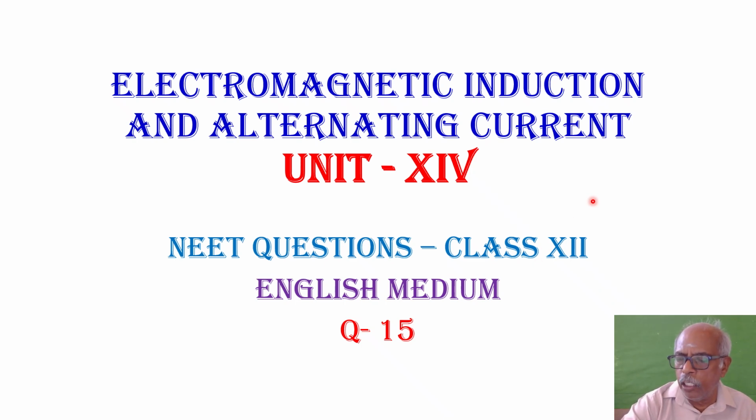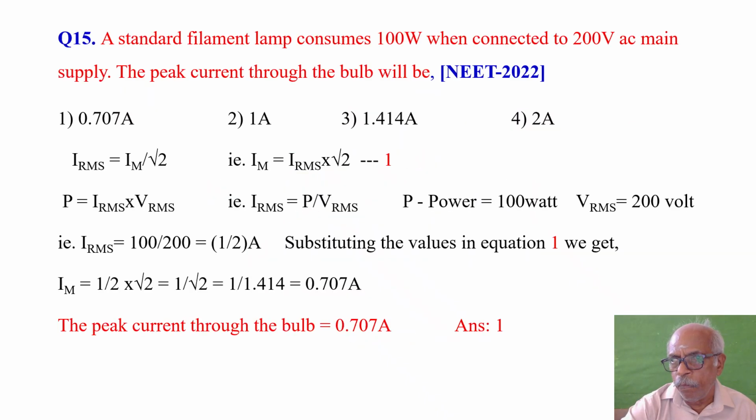In today's video, we are going to solve a multiple choice question from Unit 14 of your NEET syllabus. It is electromagnetic induction and alternating current. It's a very simple problem. A standard filament lamp consumes 100 watt when connected to 200 volt AC main supply. The peak current through the bulb will be how much? This question has been asked in the NEET examination in the year 2022. So the four options are 0.707 ampere, 1 ampere, 1.414 ampere, 2 ampere.